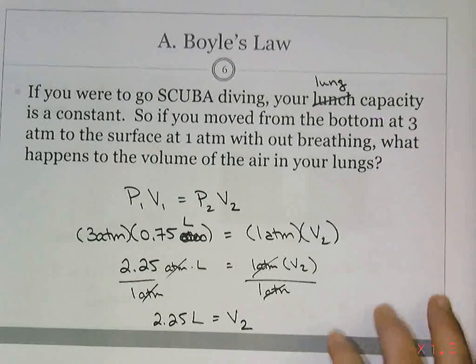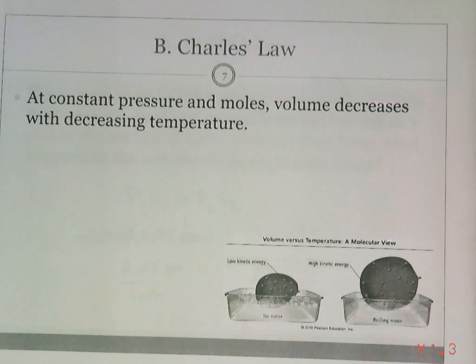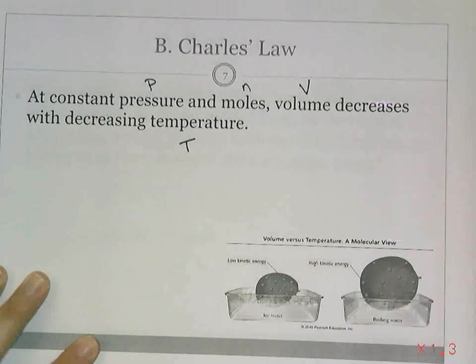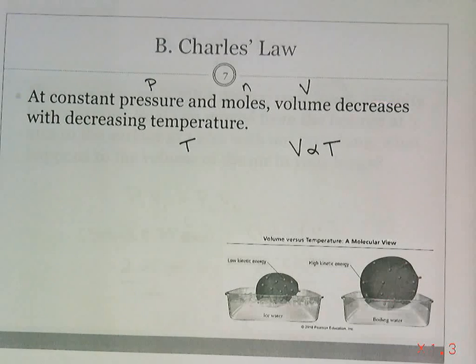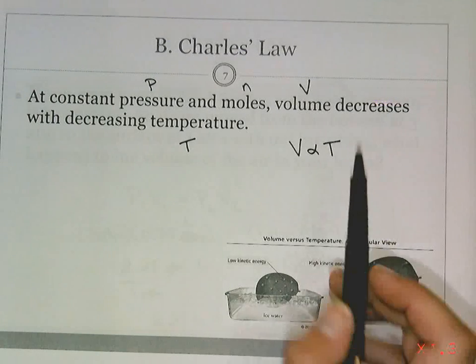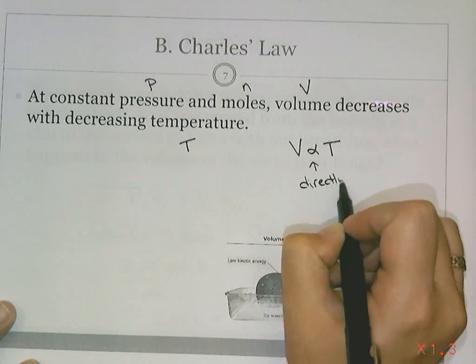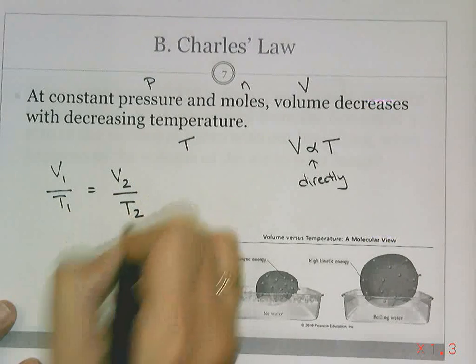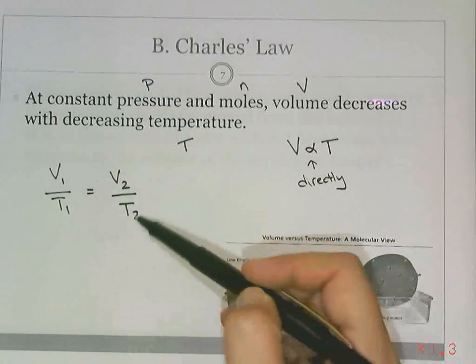All right, so let's take a look at another law that tells us about how gases work. Charles's law. So this says that at constant pressure and constant moles, volume decreases with decreasing temperature. So again, volume is proportional to temperature in some way. And if this is decreasing and this is decreasing, that means they are directly proportional. So as volume decreases, temperature decreases. They are directly related in this way.